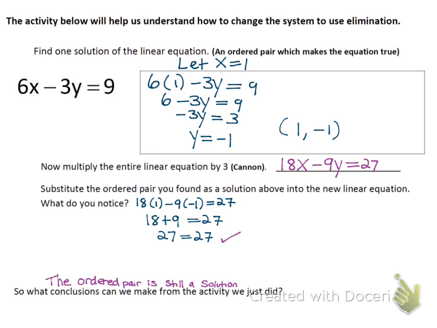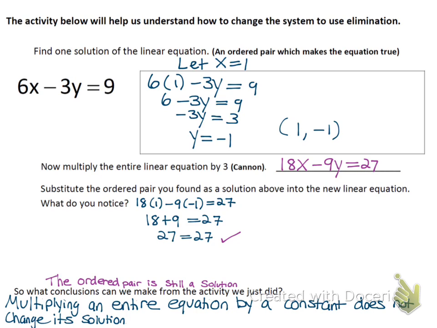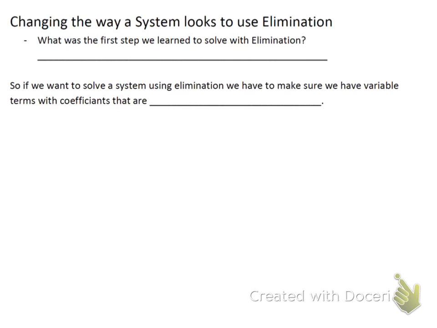So what conclusions can we make from the activity that we just did? Simple. Multiplying an entire equation by a constant does not change its solution. So now that we understand that, we can apply this in the context of elimination. Changing the way a system looks to use elimination is going to be very similar to what we just did.